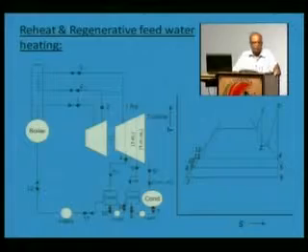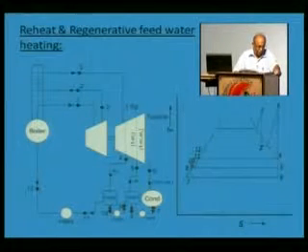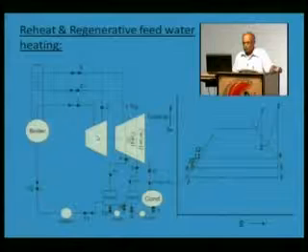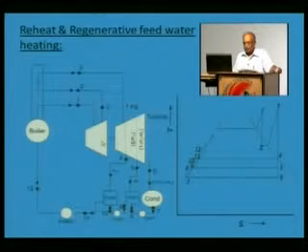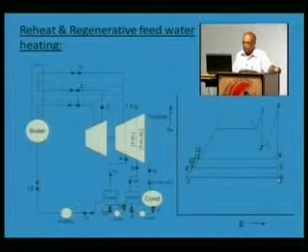Then the regenerative feed water heating cycle can be combined with a reheat cycle, so that the dryness fraction does not drop at the end of the expansion process, and that has been shown here. This is the high pressure turbine and this is the low pressure turbine. The steam expands in the high pressure turbine, it goes for reheating, and after the first expansion from 1 to 2, the steam is reheated to 3, and then again it is expanded to the lowest pressure.